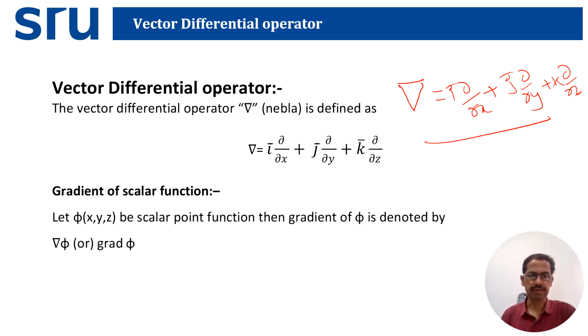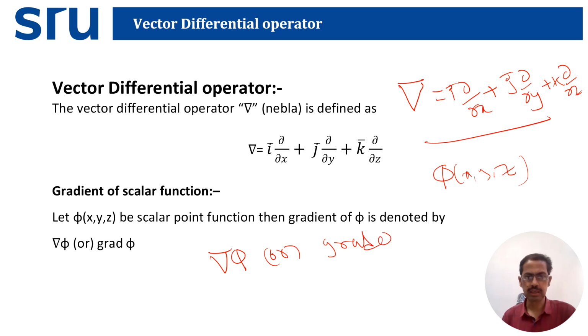Now, gradient of a scalar function. You know, this is a scalar point function, a function of x, y, z, right? Then the gradient of phi is denoted by del phi or grad phi. Del phi or grad phi means there is no product operator between del and phi, simply del phi. There is no cross product and no dot product.